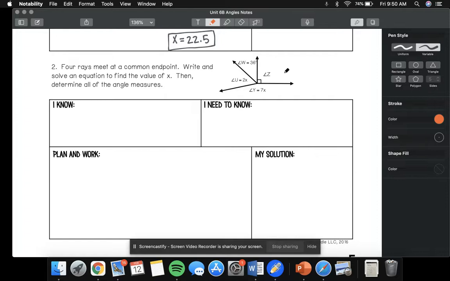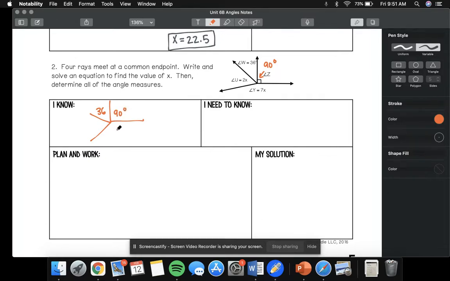Okay, again, with angle measures, there's a lot of different ways we could do this. So first, what I like to do is talk about what I know. I know that this angle right here we're calling W, and we know that that is 36 degrees. Right here we see a box, and if we see a box, that has to be a right angle, which is 90 degrees.